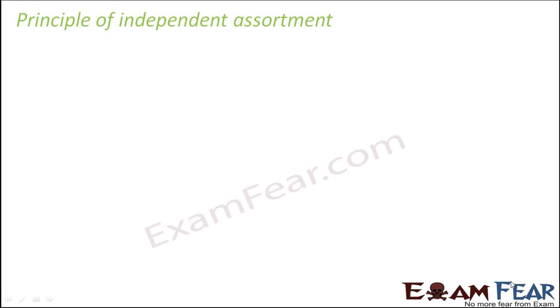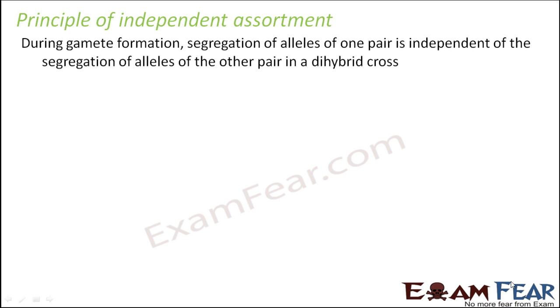Now based on this experiment on dihybrid cross, Mendel came up with another principle, that is the principle of independent assortment. So what is the meaning of independent assortment? That means here we consider two traits, right? So he saw that the alleles of the two traits were segregating during gamete formation independent of each other. So the two traits were not dependent on each other. So as per this principle, during gamete formation, segregation of alleles of one pair is independent of the segregation of alleles of the other pair in a dihybrid cross.